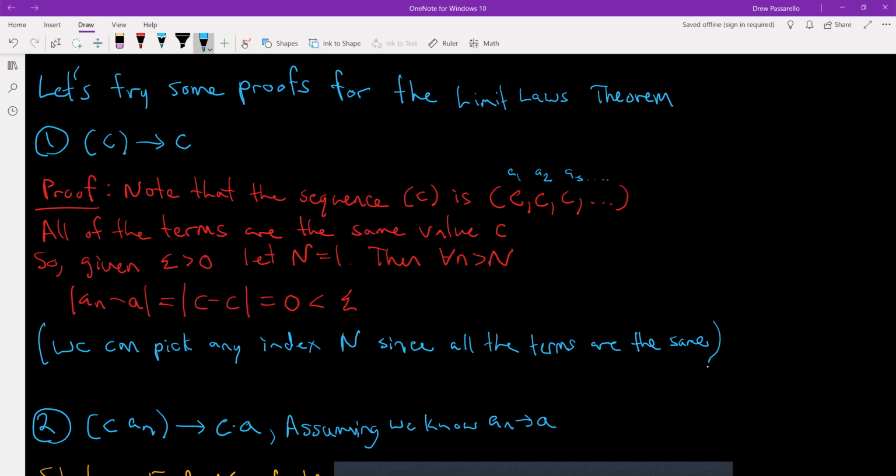C minus C, which is equal to 0, which is less than epsilon. Now we can pick any index capital N that we want, since all of the terms are the same value C. So just choosing the first index, N being 1, and then all the terms that have indices little n bigger than 1 are all the same value C. So the difference between C and the limit C is 0. So it's going to be true for any epsilon.